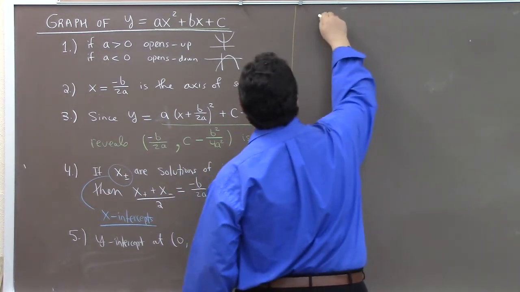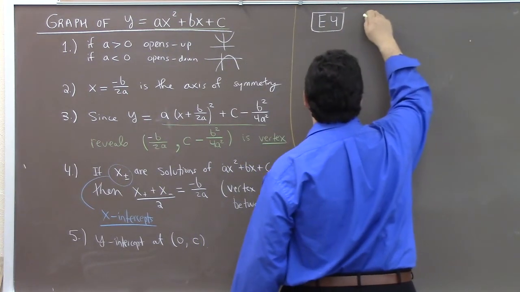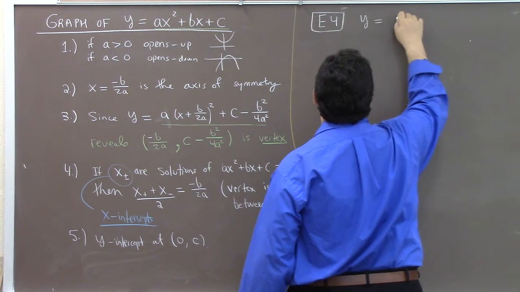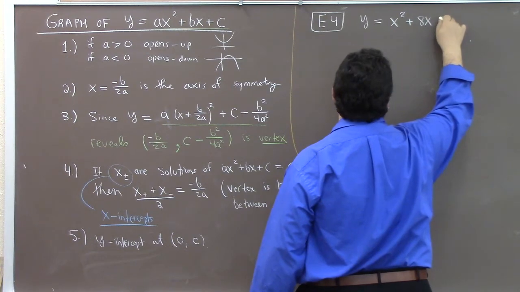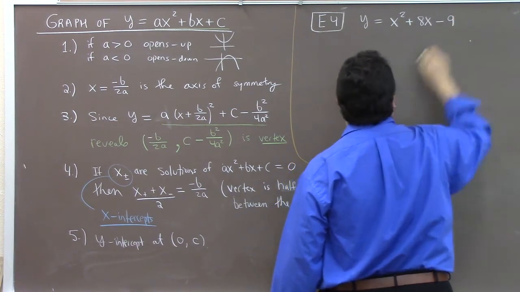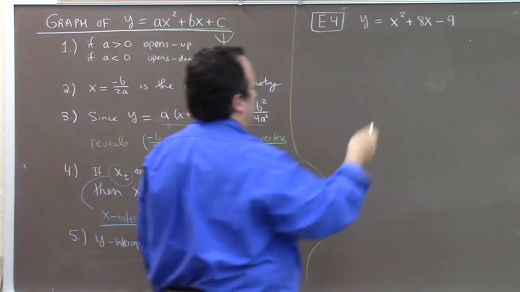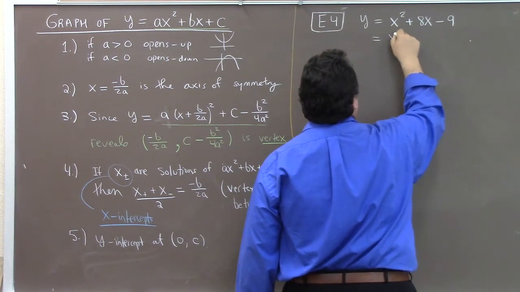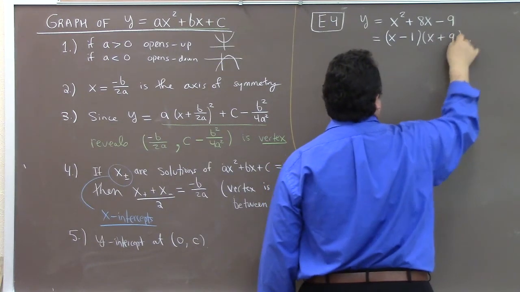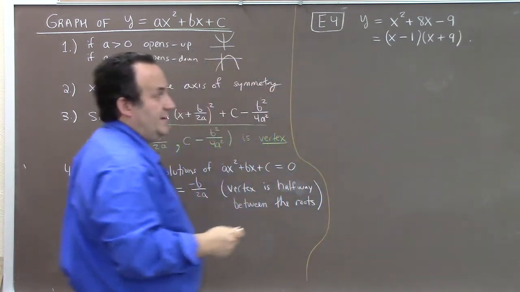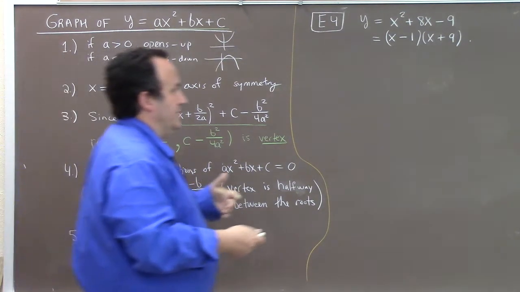So let's see an example. I believe this would be example 4. Let's look at y equals x squared plus 8x minus 9. All right, let's figure out what the graph of this looks like. So this is (x minus 1) times (x plus 9), right? And let's see, you're going down the list. It opens up. Where is its axis of symmetry?